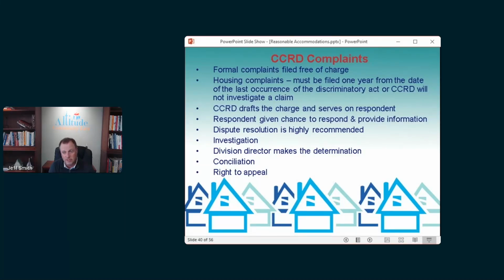If the association is found against, then the association does have the right to appeal. Same thing if it's found in favor of the association, the owner could appeal or just move to a federal lawsuit.